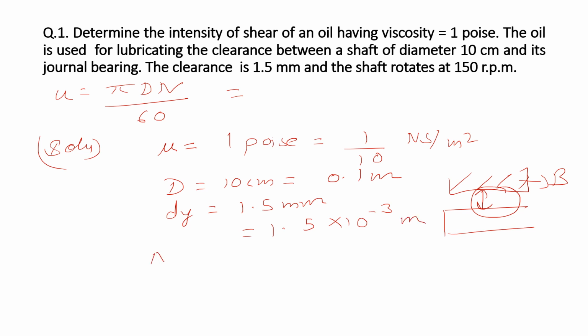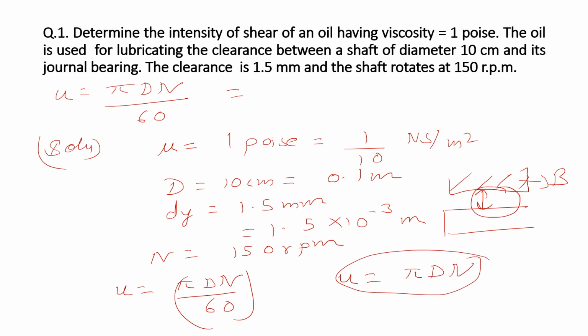The speed of the shaft is given as 150 rpm, that is revolutions per minute. So we need to find the tangential speed of the shaft. For finding the tangential speed, we use the formula u = πDN/60, if speed is given in rpm. Here speed is in rpm. If your speed is in rps, that is revolutions per second, then we will use the formula πDN. It is the same, we have just converted the speed into another unit. Here we have taken minutes and there seconds. So I'm using this formula as our N is given in rpm.